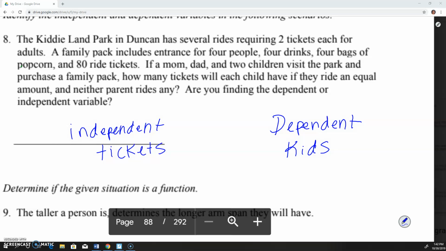Okay, so how many tickets will they each get? The kids can each get 40, right? But since several rides require 2 tickets for each adult, the adults aren't riding them. It said right here, neither parent rides any ride. So the dependent is the kids, they get 40 tickets.